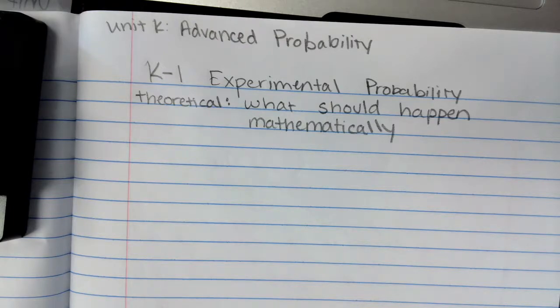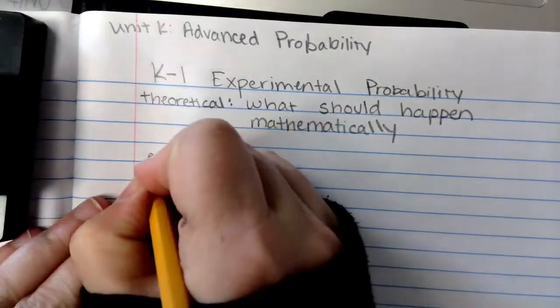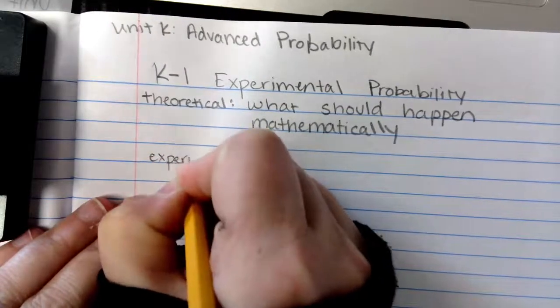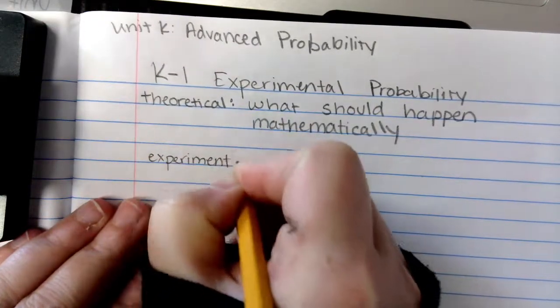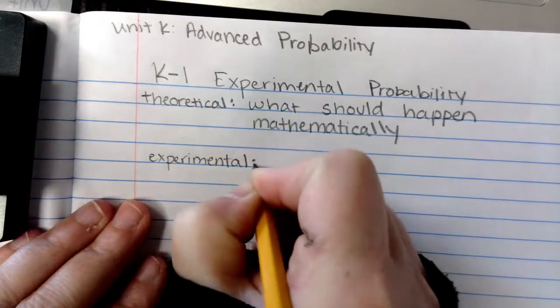Okay, so theoretical is what should happen mathematically. Experimental has that word experiment in it. And it's what actually happens.